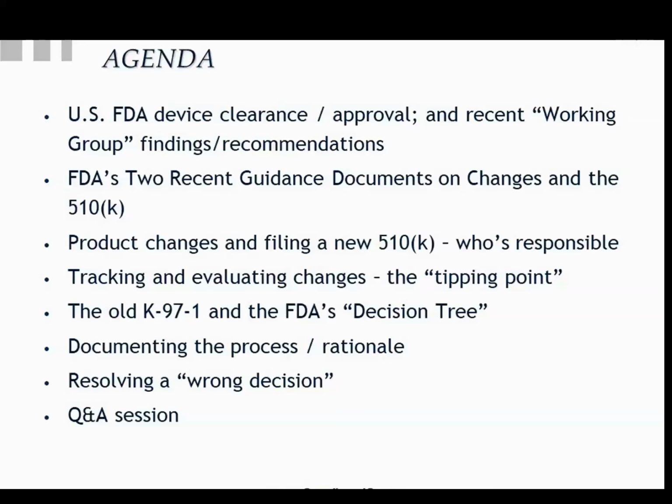But there's no attempt here to go line by line through the guidance document. We'll talk about the overall strategic way to address these issues and some specific points you want to take away that you would need when you're referring to those two guidance documents.